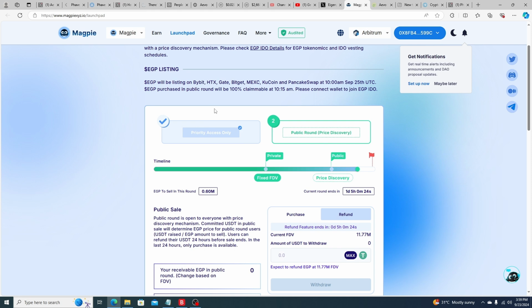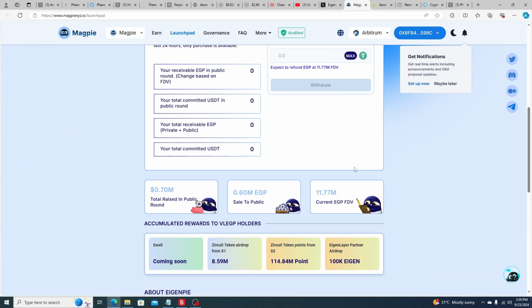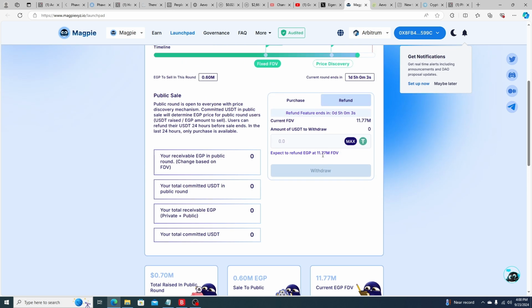So now the current FDV at the moment. Let me see how much they've raised so far. Okay, $700,000 raised. That is in the public IDO. On the basis of this 700,000 raise, the FDV is still at 11.77 million. Hence, the reason I want to participate, although in my case I'm going to wait towards the end. The lower the FDV, the better for me. At this stage, the FDV is still affordable largely.